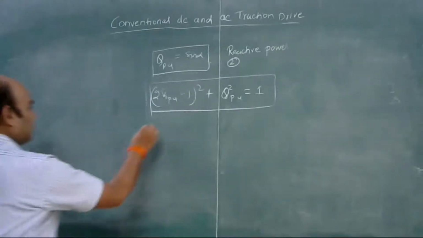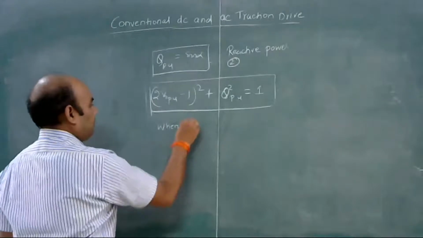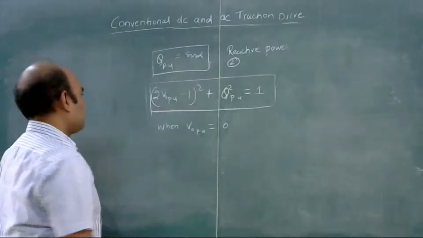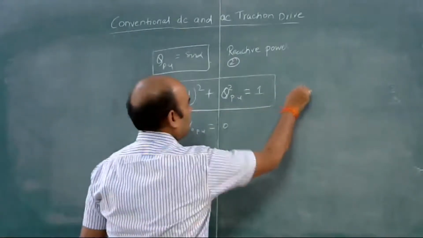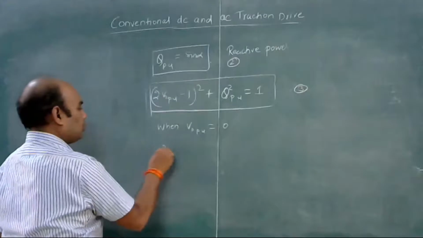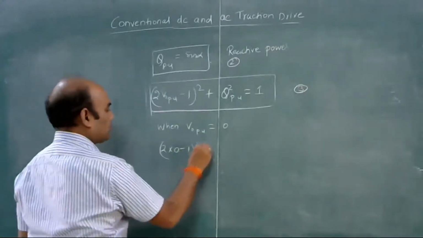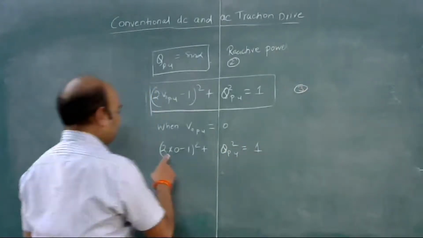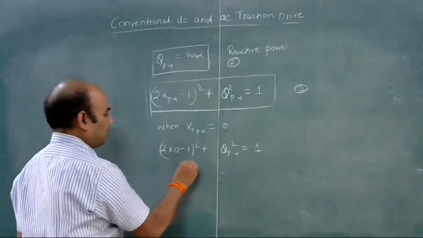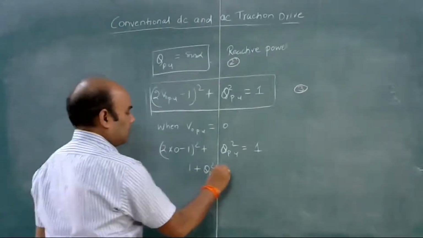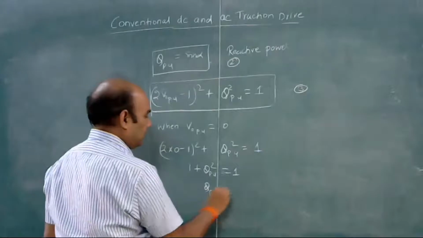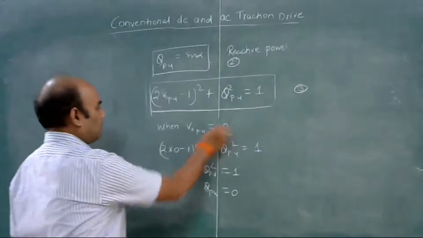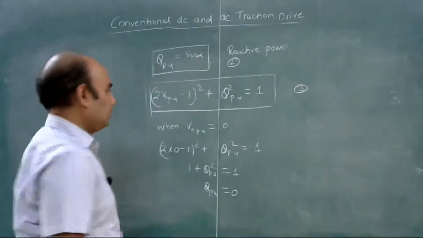So let's take V_out per unit is equal to 0, initial value as 0. Okay, substitute here in equation number 3. So this will be (2 into 0 minus 1) whole square plus Q per unit whole square is equal to 1. Okay, so 0 minus 1 square is 1, 1 plus Q per unit is equal to 1. So Q per unit is equal to 0. Okay, so when V per unit is equal to 0, Q per unit is also 0.